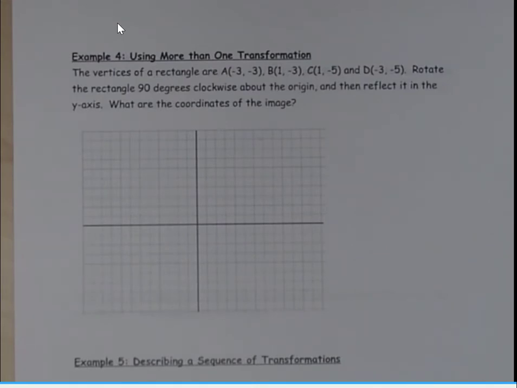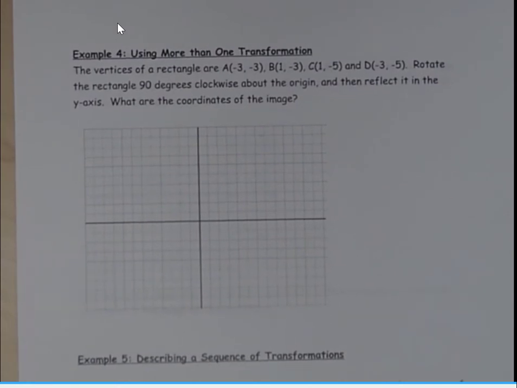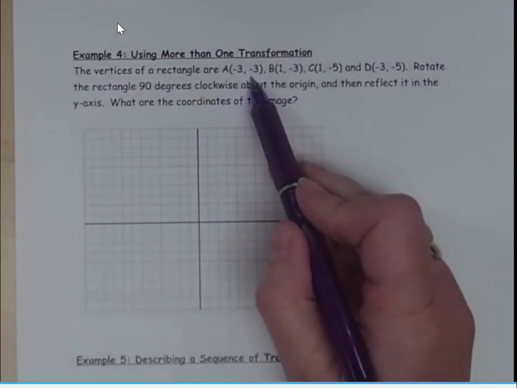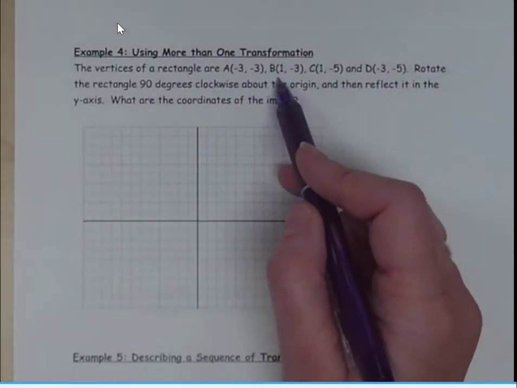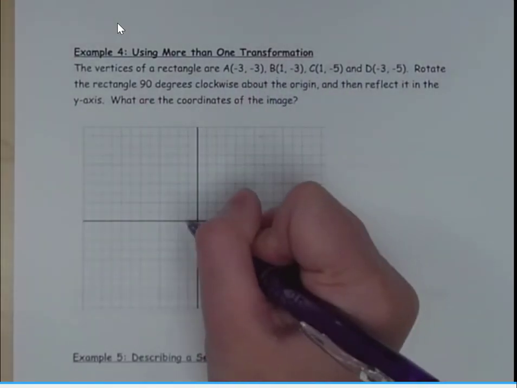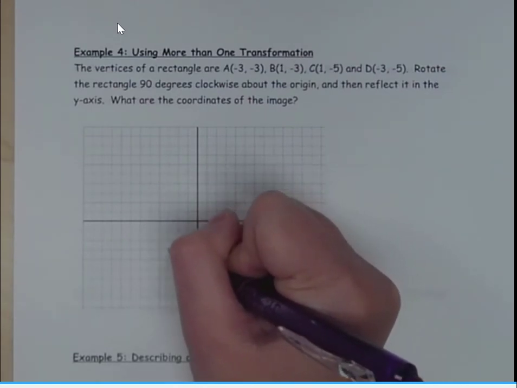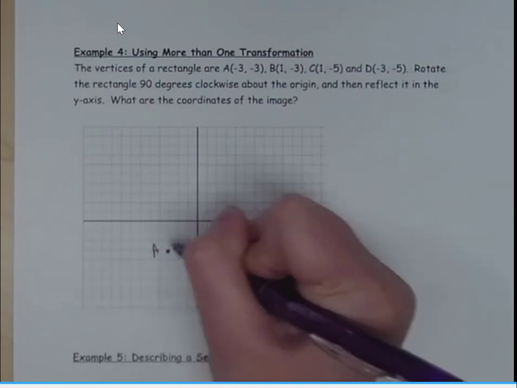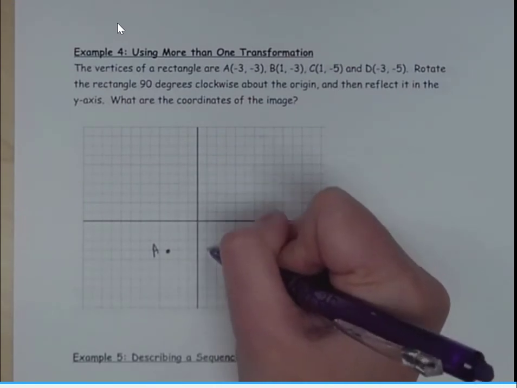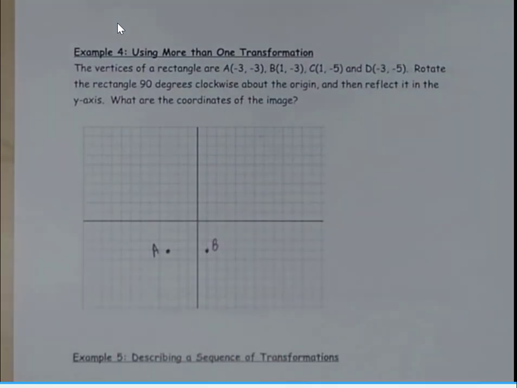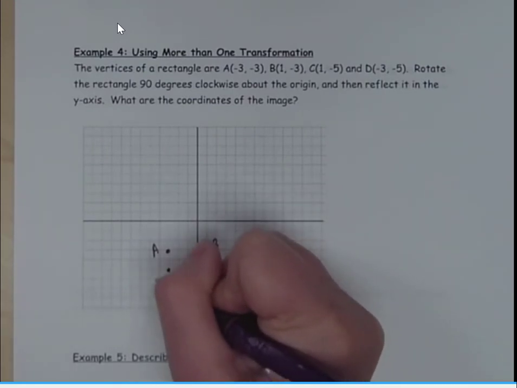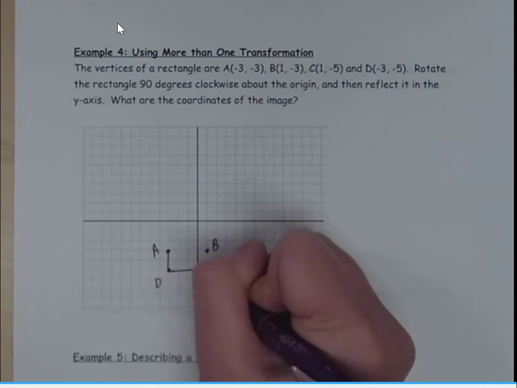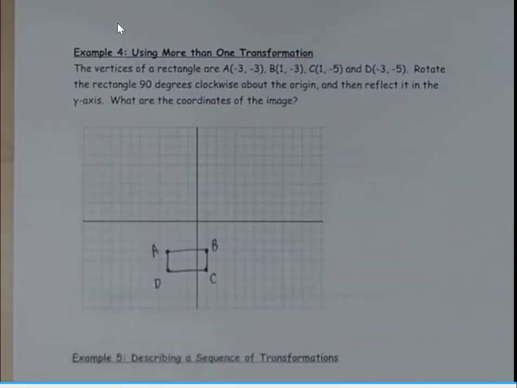All right, so using more than one transformation. This one's going to get a little bit trickier because we're going to do a few things. The first thing I'm going to do is plot A, B, C, and D. So I've got -3, -3, so that's A. B is at 1, -3. C is at 1, -5. And D is at -3, -5. So there's my original shape.